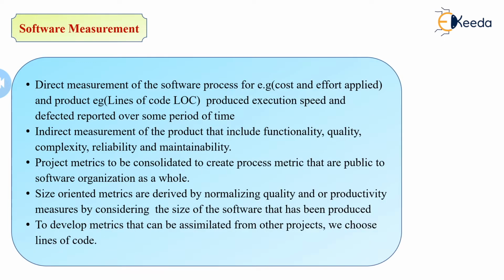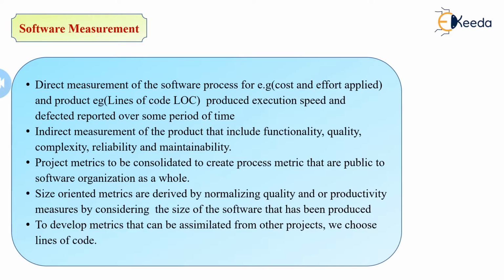Now, software measurement has direct measurement of the process. For example, we have cost and effort applied, and for the product we have lines of code. How do we measure those? With the help of the product, which is the code. Code is measured using LOC, so that is a direct measurement. Indirect measurement covers functionality, reliability, quality, testability, maintainability. So these are the direct and indirect measurements.